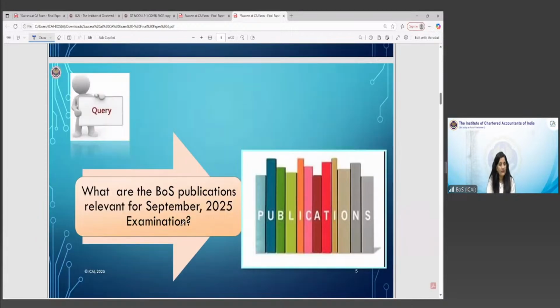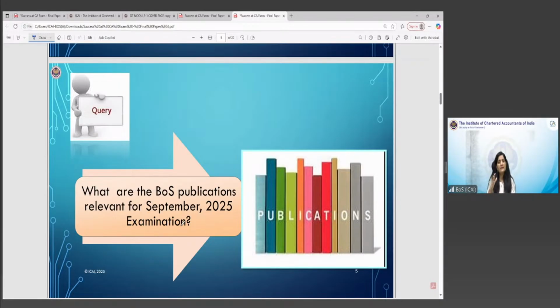Now, if you are aware of these things, then what are the BoS publications? We keep on releasing annual publications which are specifically for the direct tax laws paper. It is very essential that you study only from the latest and relevant publications, right?